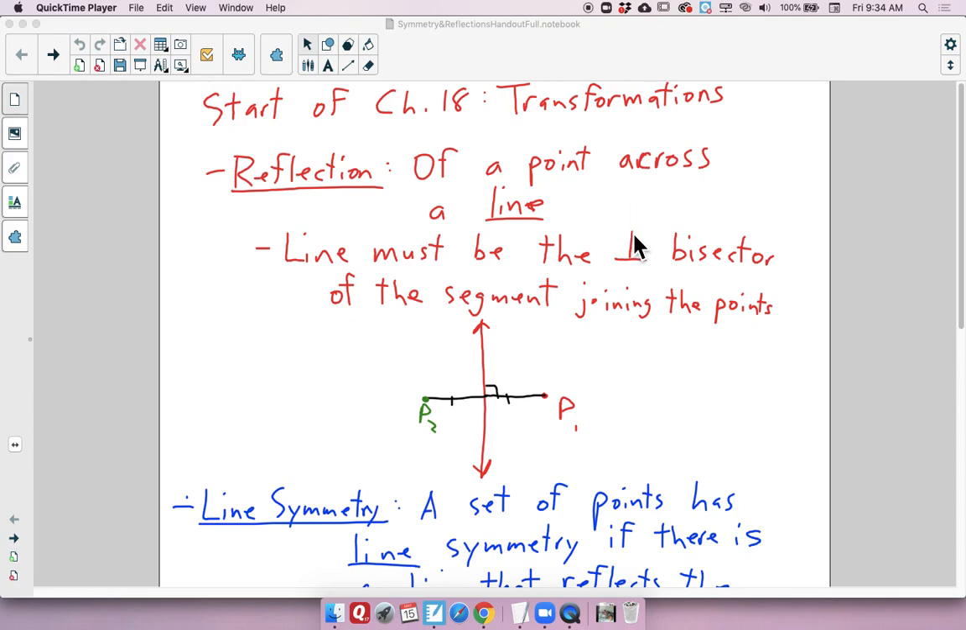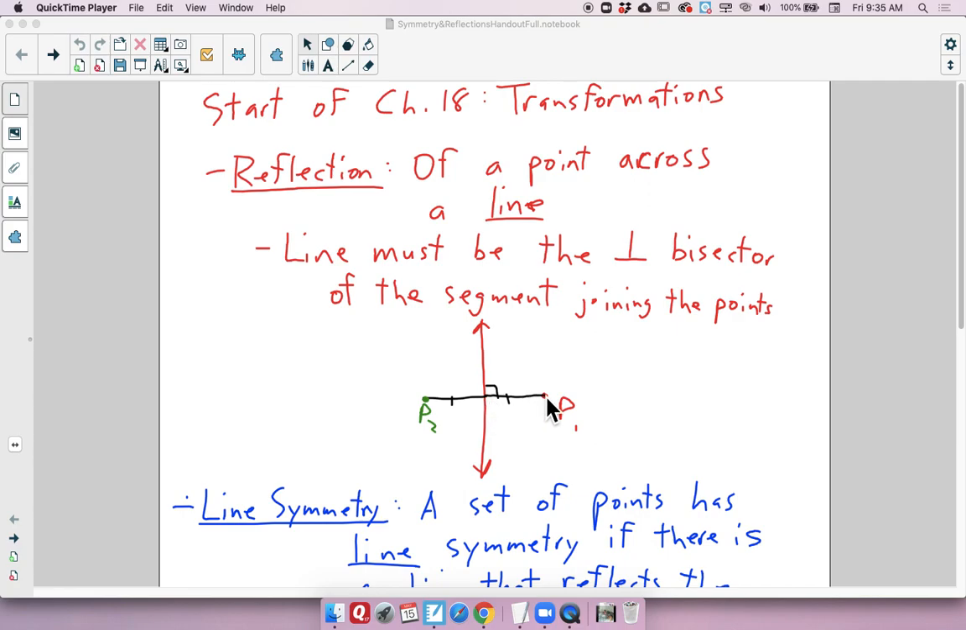So if we started with P1 here, point 1, and this is our line that we're reflecting across, the reflection point, P2, is the same distance away, and this segment that connects P1 and P2 is the perpendicular bisector. It is perpendicular. It's bisected by that line that we're reflecting across. So notice how we have a right angle there. We have this is congruent to this distance here.